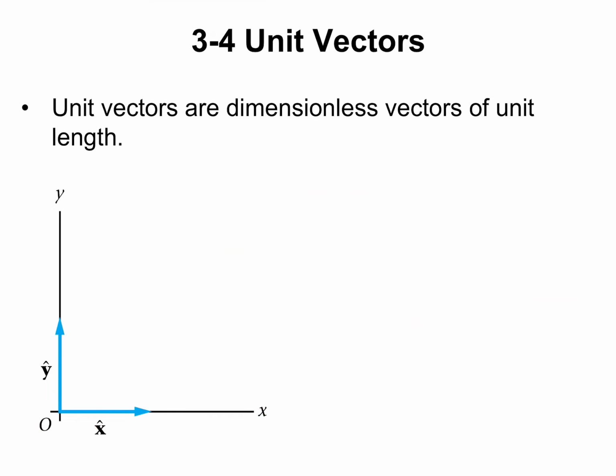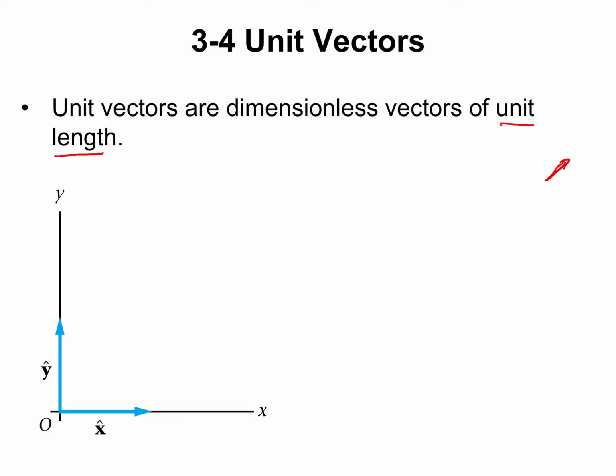All right, other than those two methods, we have a third method to describe a vector. We call this the unit vector way. First, what is a unit vector? A unit vector is a vector with unit length. So this is a vector, and the length, or the magnitude, of this vector is 1. This vector we call a unit vector.